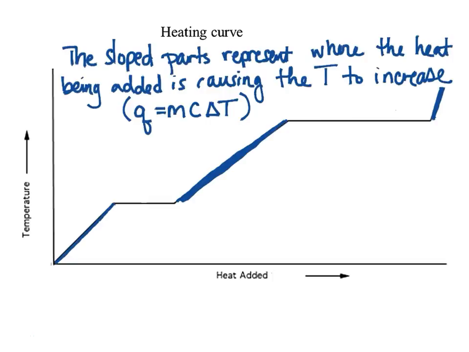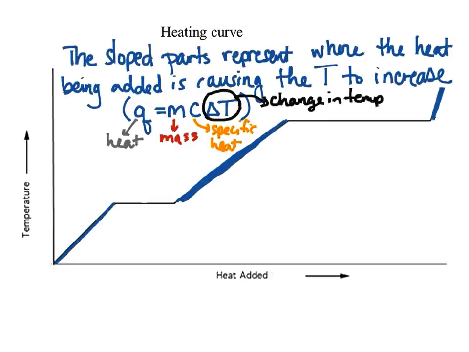You would calculate the heat Q using the equation Q equals mc delta T, which is the same equation you used last semester when you did calorimetry problems. Q is heat, m is the mass of the substance, C is the specific heat of the substance, which you would be given, and delta T, of course, is the change in temperature, the final temperature minus the initial temperature.